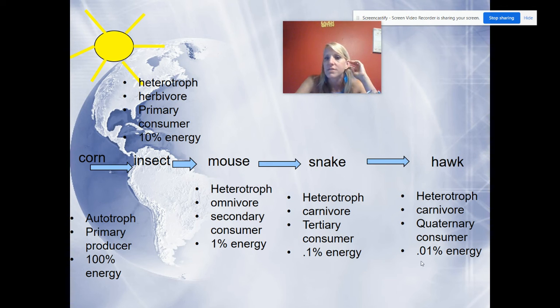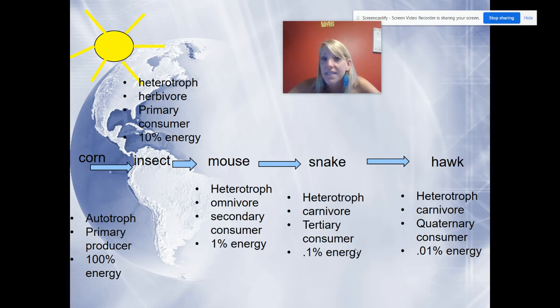So then the last one I put on here is a hawk that eats that snake. Again, heterotroph, because all of these are heterotrophs because they're all animals. Animals are heterotrophs. This is also a carnivore. Hawks are predators, which means they only eat meat. Quaternary, the fancy words. Quaternary consumer means 4. Okay, primary means 1, secondary 2, tertiary 3, quaternary 4. Again, 10% is lost as heat. Metabolism. There you go. So that's your essay question.